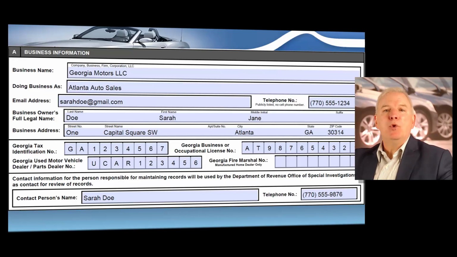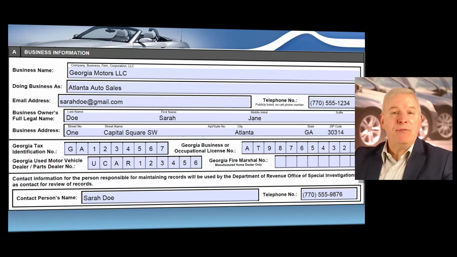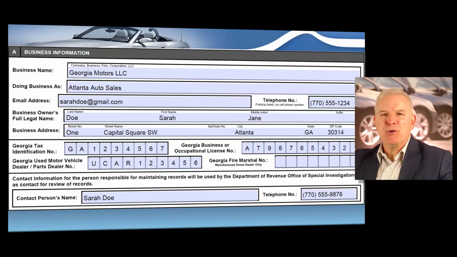However, let's say you apply for your dealer license and then apply for the dealer plates later on, and you have a dealer license number, then obviously you would enter your dealer license number here, or sometimes we call that your UCAR. If you're a used dealer, your number starts with UCAR. So sometimes we'll call that your UCAR number. And if you are a dealer of manufactured homes, you will need your fire marshal number, which is probably not going to apply to most persons that are watching this video. But if you're selling manufactured homes, then you also have to have a fire marshal number.